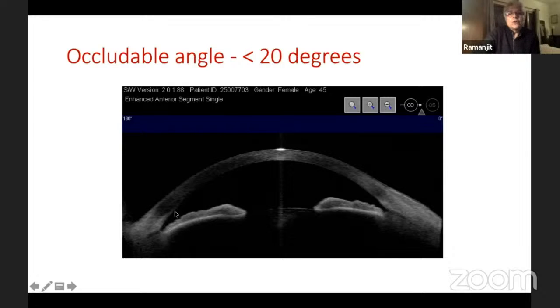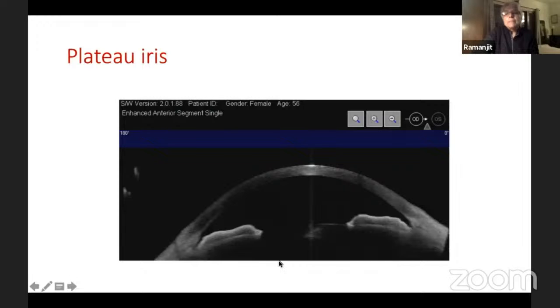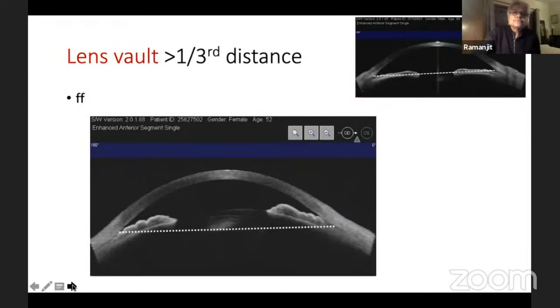So the angle formed by the most peripheral cornea and the iris, if it's less than 20 degrees, is likely to go into closure. A plateau iris is one where you have a flat iris which suddenly dips in the periphery. Because this is an anterior segment OCT, you cannot see that the ciliary body processes are actually pushing up the peripheral iris. This is a controversial one, and I think we saw this diagram on the right side earlier, where if you join the two scleral spurs, the lens is generally at or just slightly ahead of that.